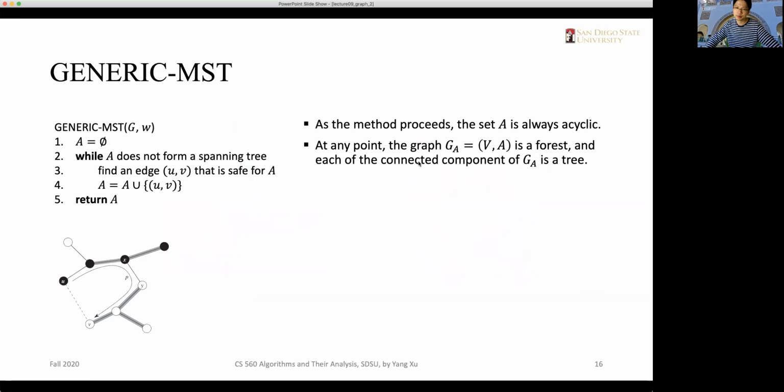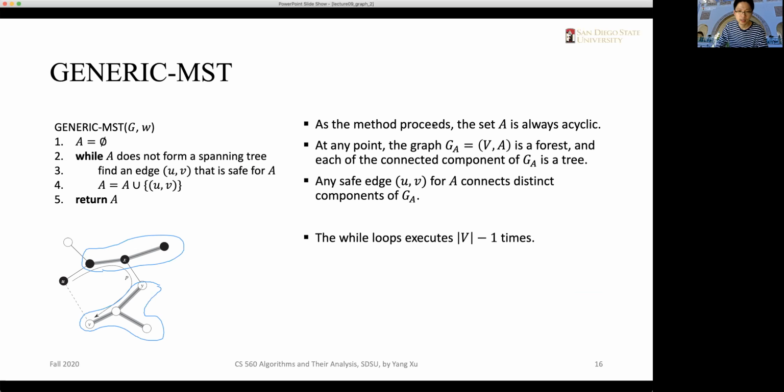So as the method proceeds, the set is always acyclic. Okay. So at any point, the graph is a forest. A forest means there could be different parts. So for example, here it is a forest that contains two trees, right? The three black vertices and the four white vertices, they are two trees. But eventually we're gonna shrink the size of the forest by connecting two components together, right? So eventually the forest will merge into one holistic tree.